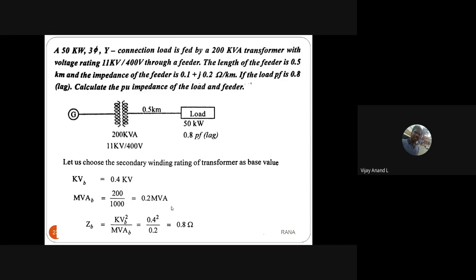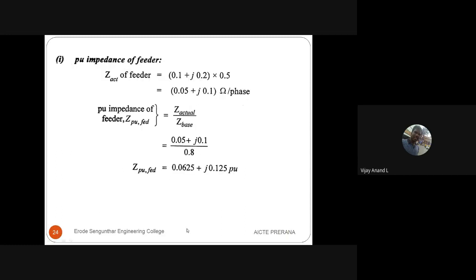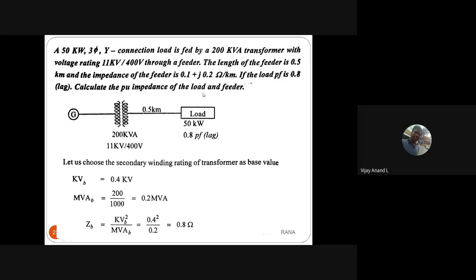Now we have to calculate the base impedance, Z base. We know the formula: kV base squared divided by MVA base. The kV base value is 0.4, so 0.4 squared divided by the MVA value 0.2. Then we get the base impedance value as 0.8 ohm. So we have to calculate the load as well as the feeder.